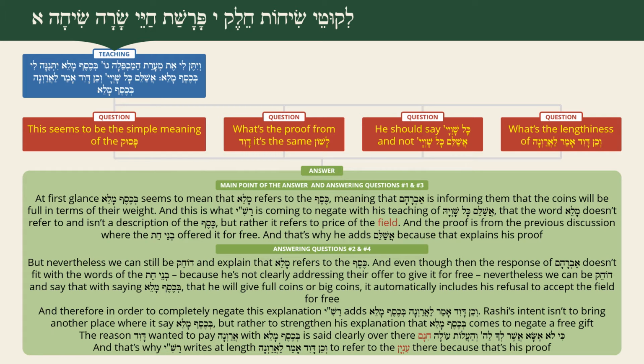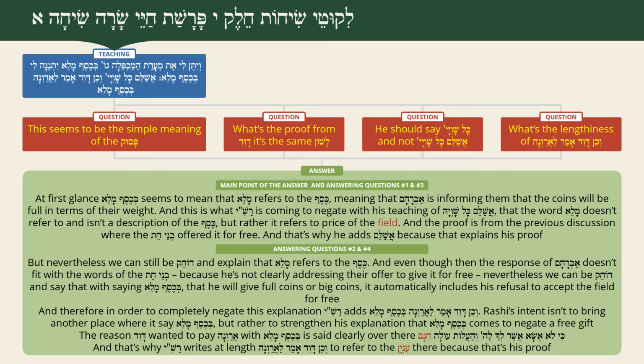How does it help to bring the story from David? The reason David wanted to pay Aravna, he wanted to pay him for the geirin, for the threshing floor over there, with kesef male, is said clearly. Over there it says it clearly. David said to Aravna, Ki lo esa asher lecha la'Hashem, I don't want to take what's from you and give that to Hashem, and bring karbanis, va'alis oila chinam, and bring an oila for free without paying. So clearly, the words bekesef male are the opposite of va'alis oila chinam. He explained, I want to do bekesef male and not chinam.